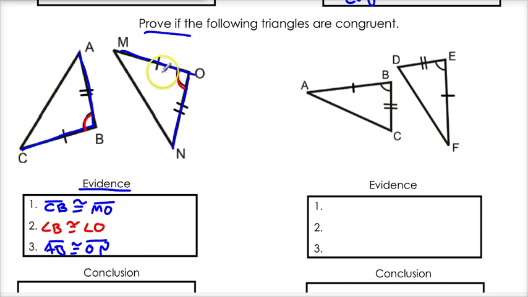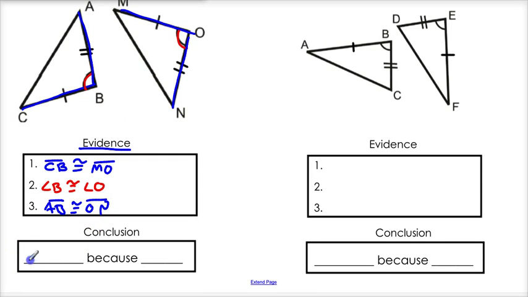Since I have a side, angle, side and I have all the evidence to prove it, I know that triangle ABC is congruent to triangle MON because of side, angle, side congruence.